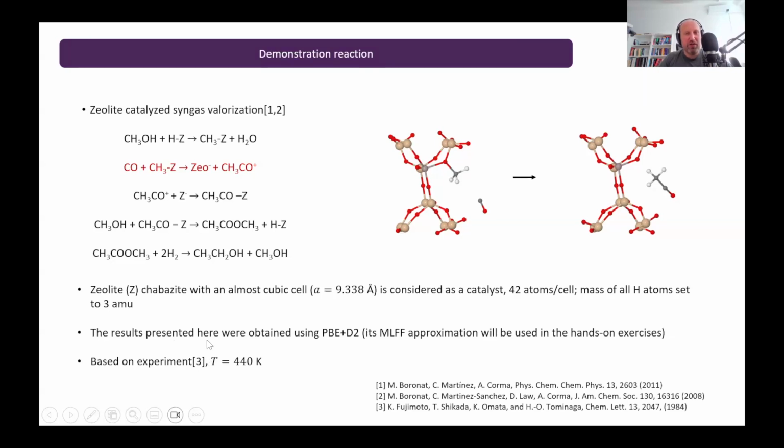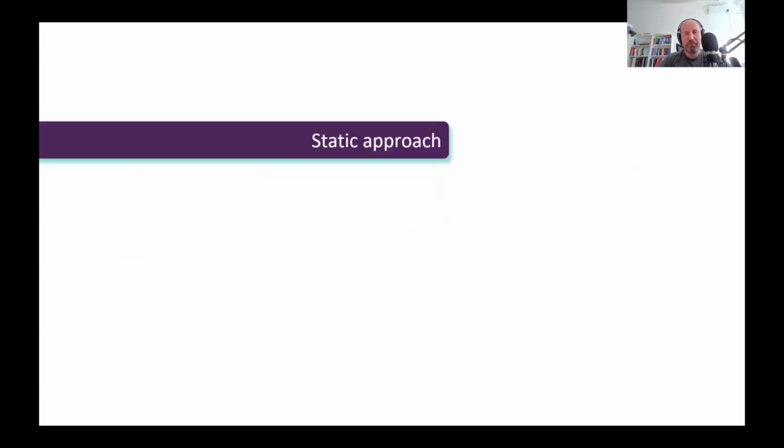The results that I will show you today and also in my next lecture were produced using the PBE plus D2 functional. So within the hands-on session, you will see machine learned force fields trained on PBE plus D2. That will be the reason why my results and the results that you obtain in the hands-on session will be slightly different. Based on experiment, I selected a temperature of 440 K in all my simulations.